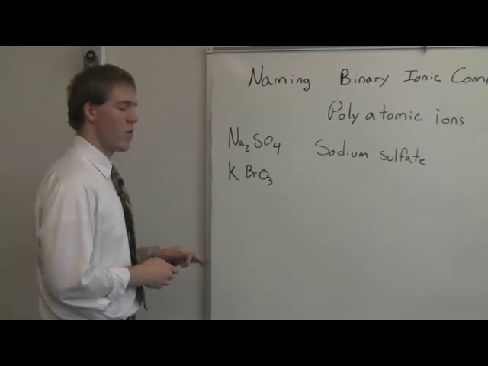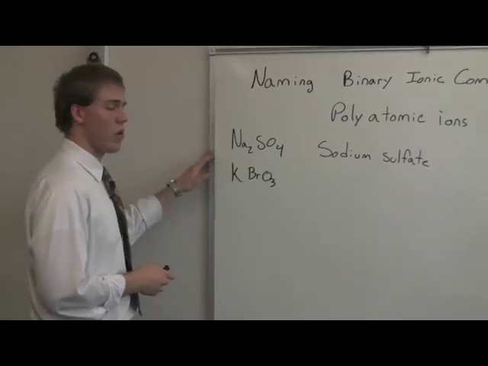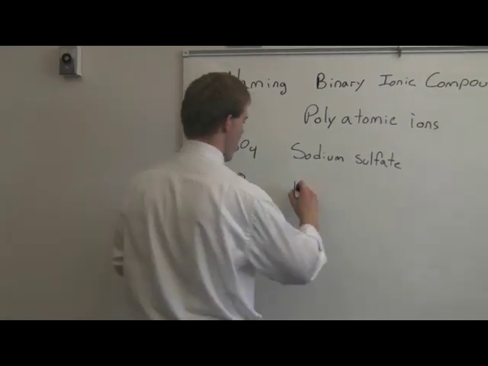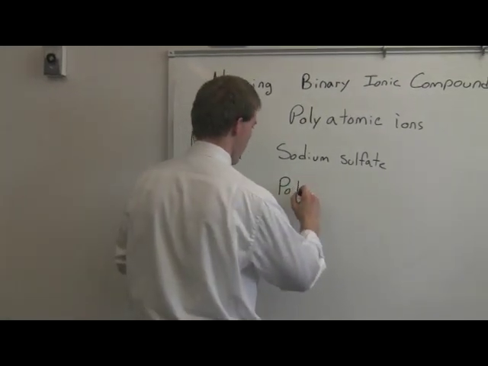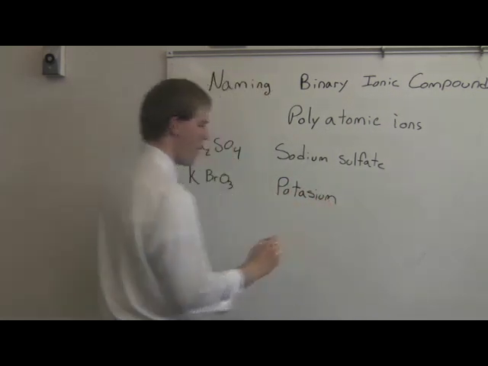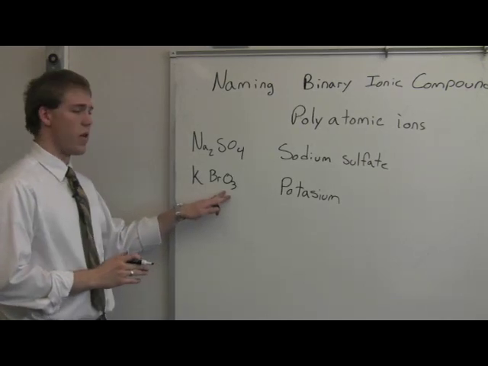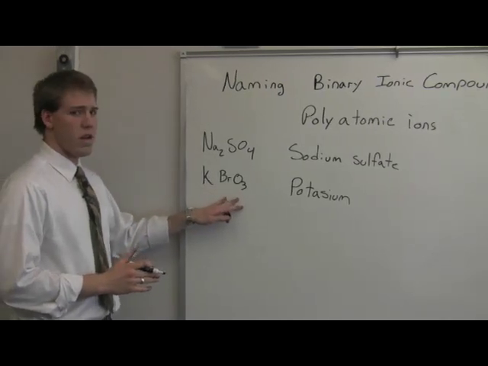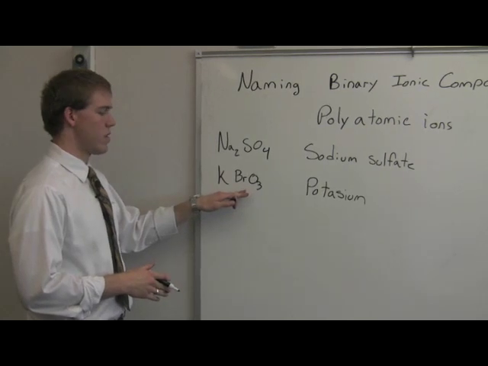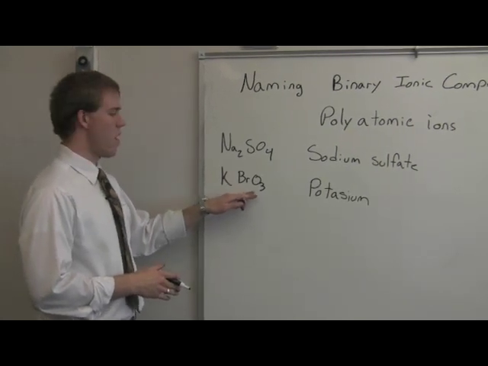So with this one, we need to start the same way we did with the sodium sulfate. We name the potassium first. But then we run into a problem when we get to the polyatomic ion. If you refer to the graph, you'll notice that there is no name for BrO3.